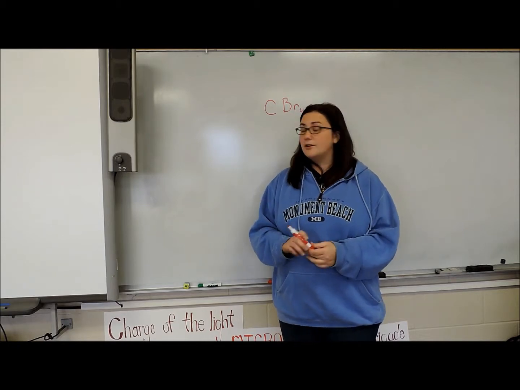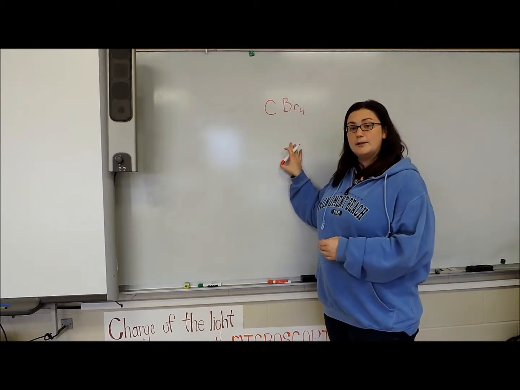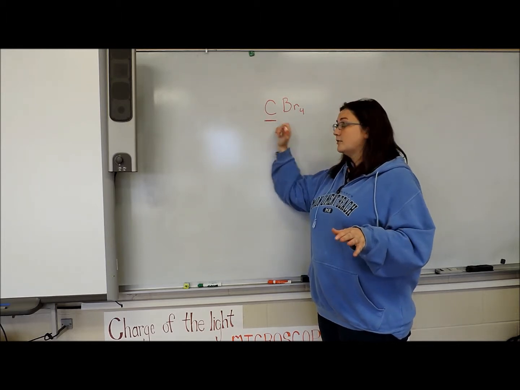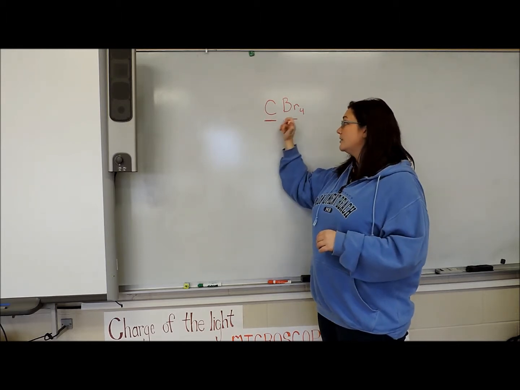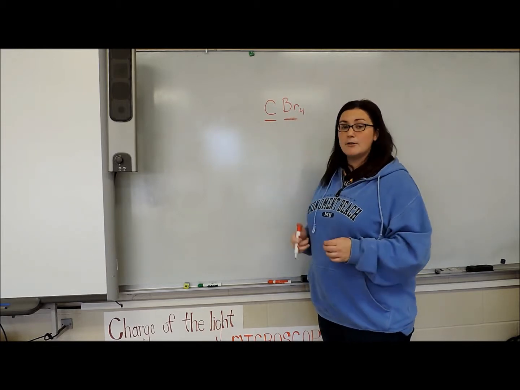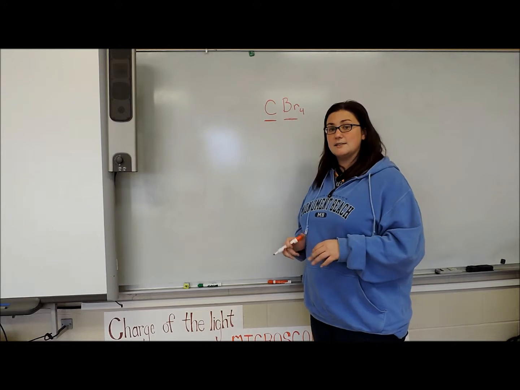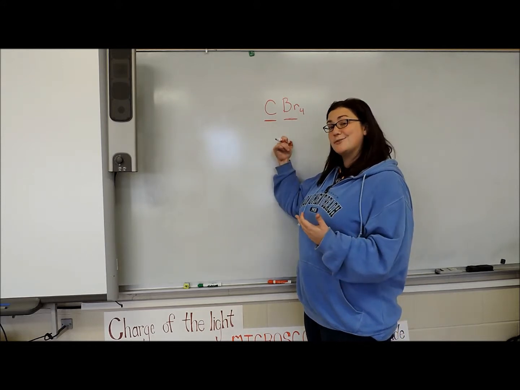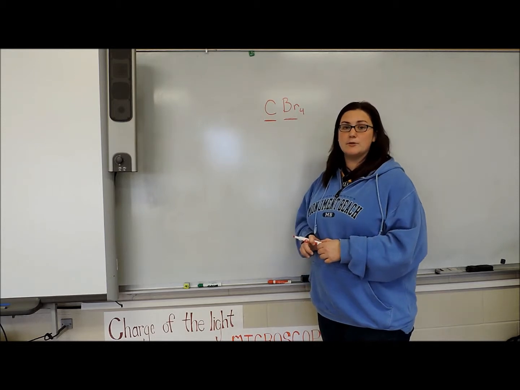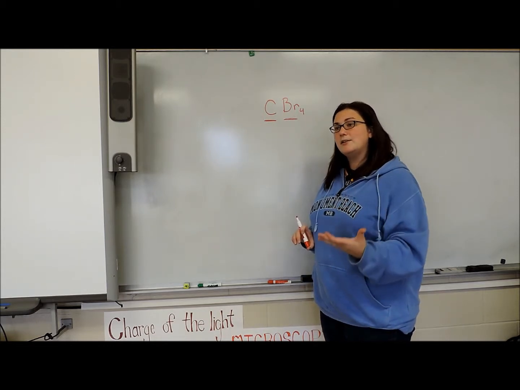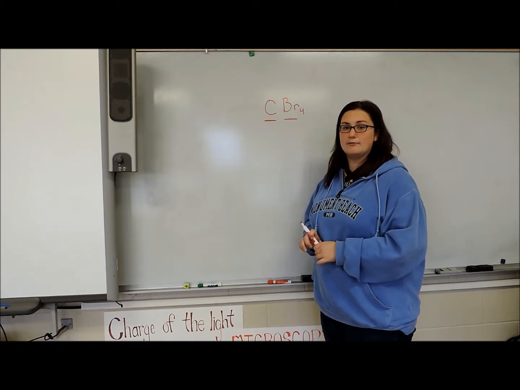So let's take a look at this compound, CBr4. What we have here is carbon, which is a nonmetal, and bromine, which is also a nonmetal. The subscript next to bromine, the 4, indicates that in one unit of this compound, in one of these molecules, what you would have is 4 bromines. The subscripts, those small numbers, are counting numbers that tell you how many atoms of each you have.